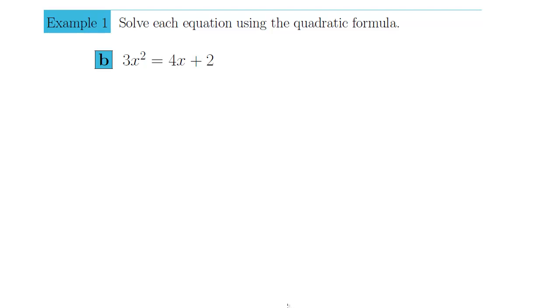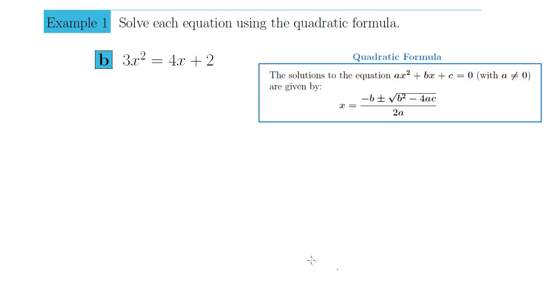Example 1b. Solve the quadratic equation using the quadratic formula. 3x squared equals 4x plus 2. Now, in order to use the quadratic formula, recall, all our terms need to be on the left side with a 0 on the right.